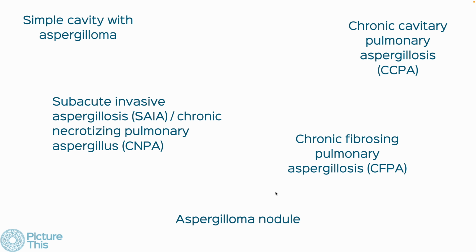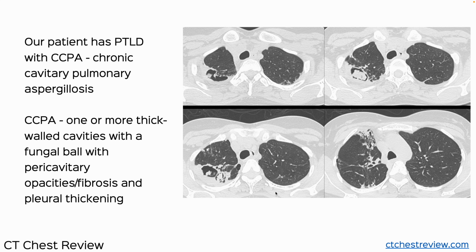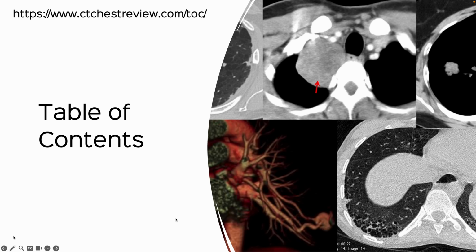So under the umbrella of CPA, which is chronic pulmonary aspergillosis, you have all of this. If you find that you're not able to figure out the difference, then when you're reporting, the moment you see a fungal ball in a cavity, you could just report it as that, or you could call it chronic pulmonary aspergillosis and leave it at that and let other experts figure out what it fits into. So our patient had PTLD with CCPA, and this is the definition of CCPA, the commonest form of CPA, where you have one or more thick walled cavities with one or more fungal balls with pericavitary fibrosis and pleural thickening.